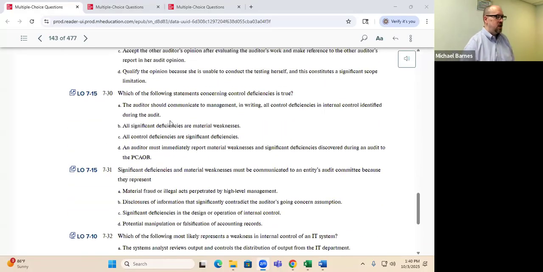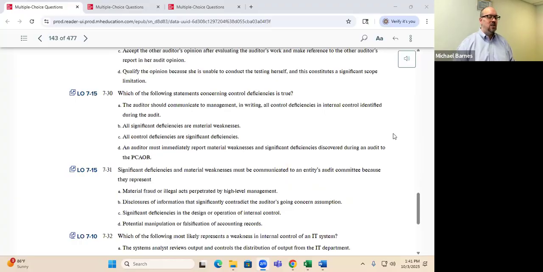Which of the following statements concerning control deficiencies is true? All right, so I'm going to work with the last one, but let's just vary things up. No particular reason. I'm going to go from D and move back to A, okay? So an auditor must immediately report material weaknesses and significant deficiencies discovered in an audit to the PCAOB. Boy, that sure sounds like critical mass right there. It's like PCAOB wants to know this information.